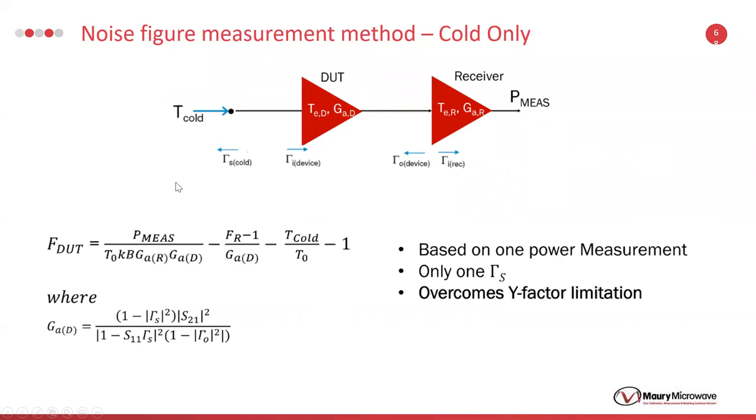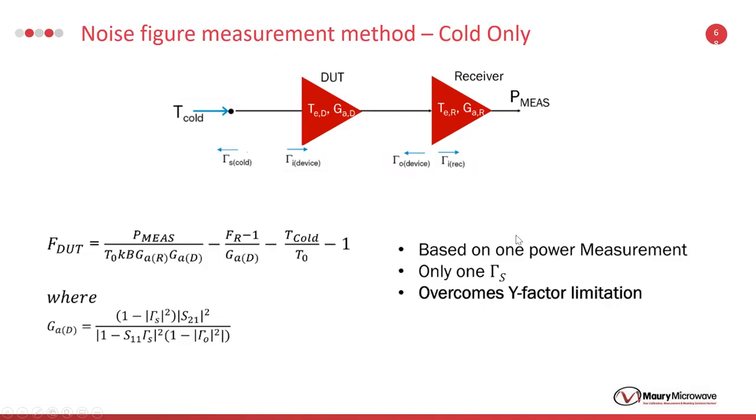Now I will go to this other one. So now, the noise figure measurement using the cold only means what? I will put my source only in cold, and then I will measure the power. But then what I would need as information is the gain of my DUT.